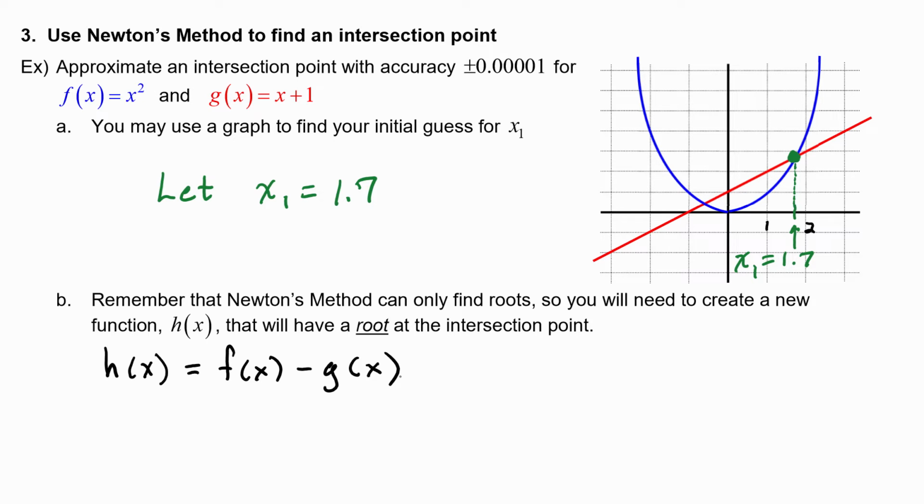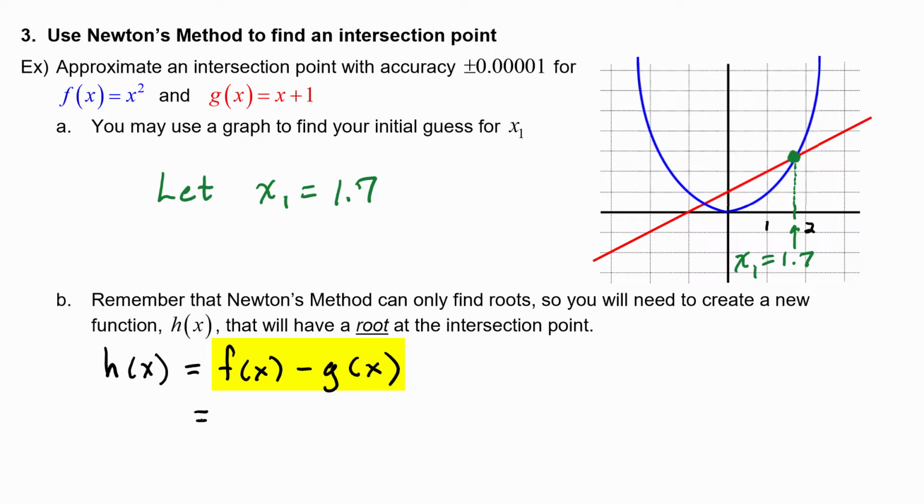So think about what this means. You take the y value from f of x, which is the y value of x squared right here, and you subtract away the y value of g of x. Well, at the intersection point, they both have the same y value. So it makes sense that this function will equal 0 at the place where these two functions intersect.